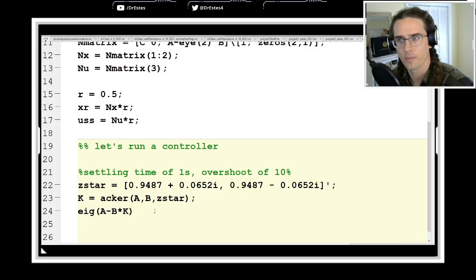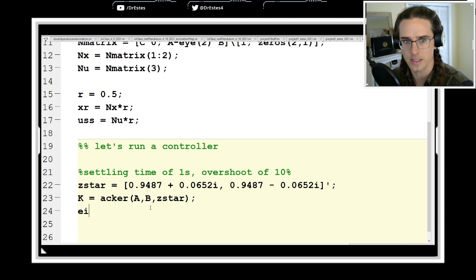Okay, so let's run this controller. And when I run this controller, I'm not gonna implement an estimator right now, just to save some time. I'm gonna assume that we know the true states. And even with that, you're gonna see that we're gonna get some steady state error. We will add in an estimator.